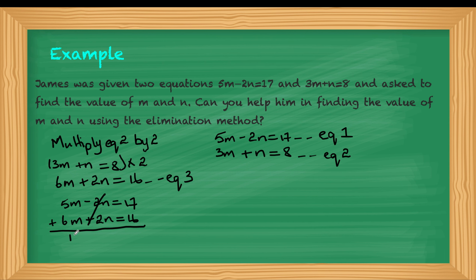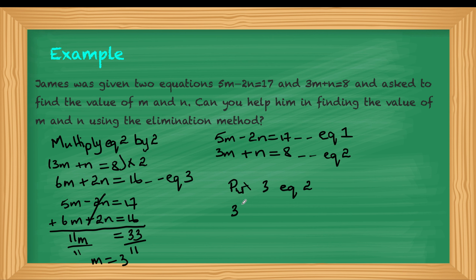6 plus 5 would be 11m, and 17 plus 16 would be 33. So to get rid of 11, we're going to divide through both sides. So in this case, m will be equal to 3. Now I'm going to put 3 in equation 2 and solve for n.